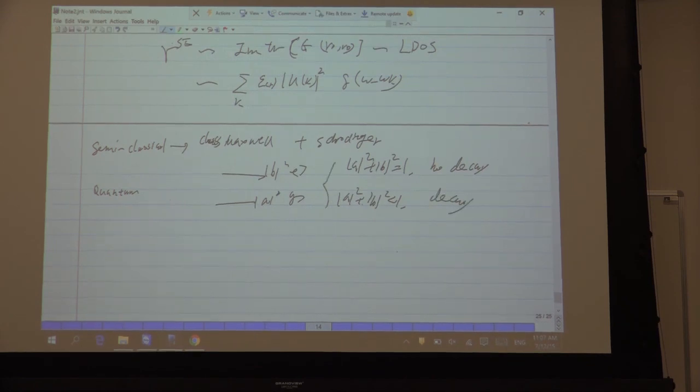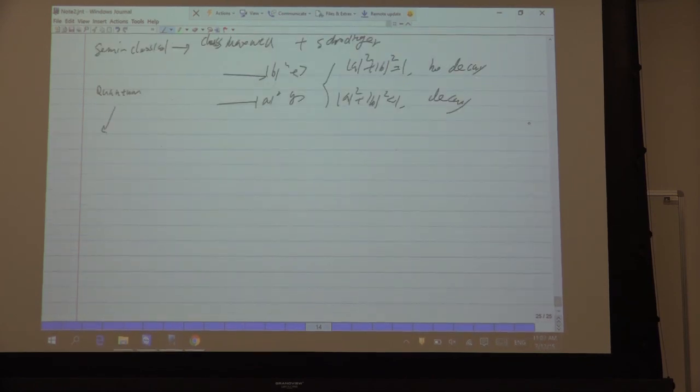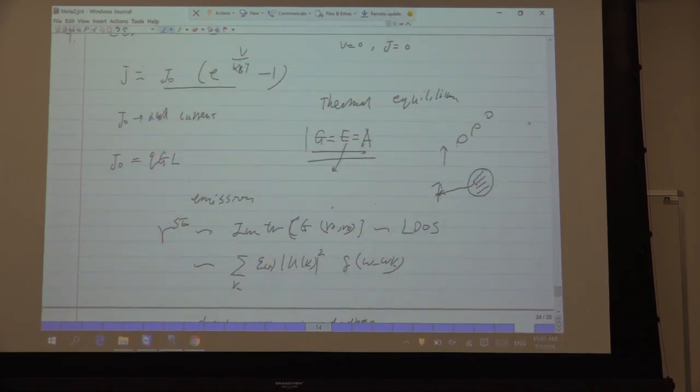This is a classical picture. For the quantum picture, the Maxwell equations are quantized. We have the spontaneous emission picture. Spontaneous emission is caused just by the vacuum fluctuation. The emission power is equal to the absorption, equal to the generation rate. They are in thermal equilibrium.